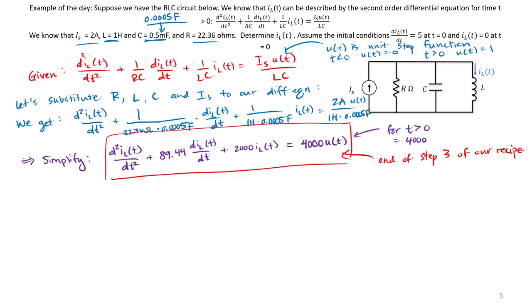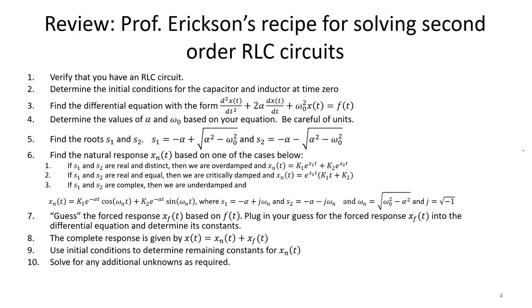Remember that the most challenging part of these second-order circuit problems is finding that differential equation. Now, all that's left is to solve this differential equation using your favorite techniques. Here, let's go ahead and solve it using the recipe that we've learned.